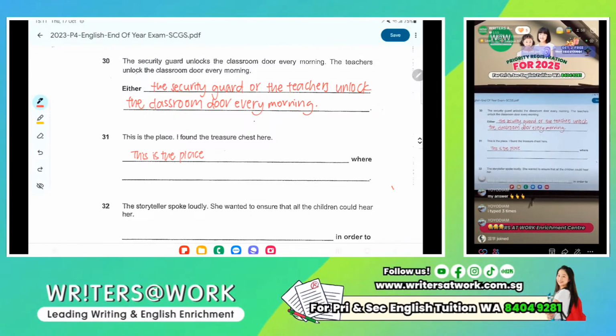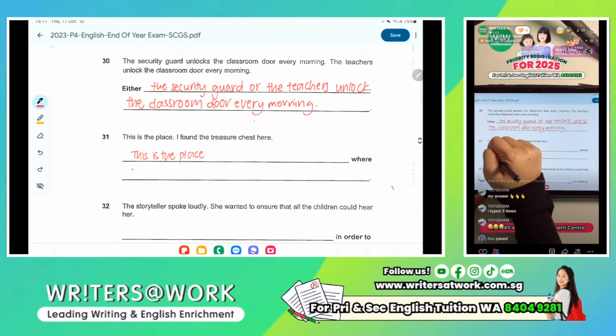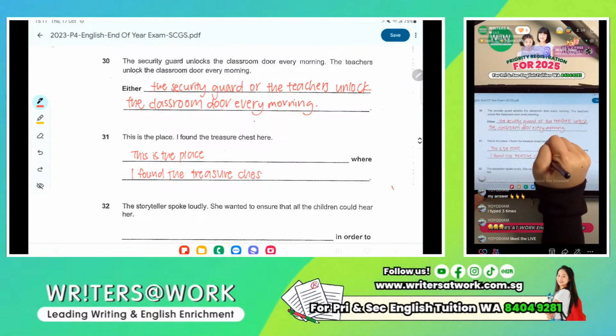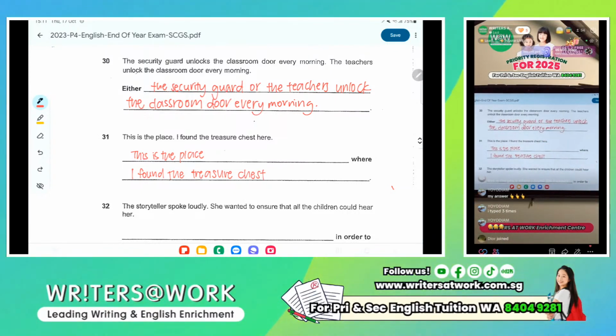Okay, so let's go back to here. Right. This is the place where I found the treasure chest. Okay, this is the place where I found the treasure chest.